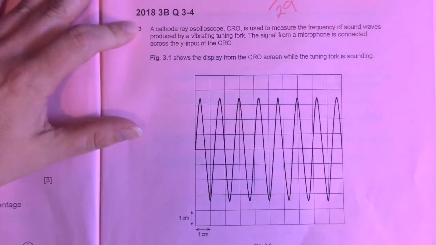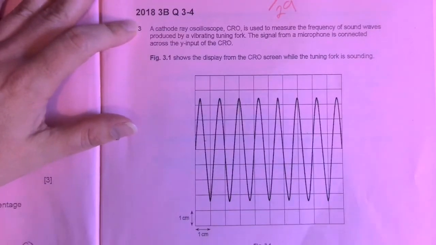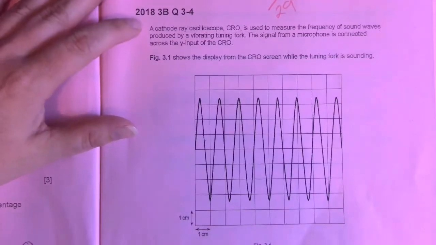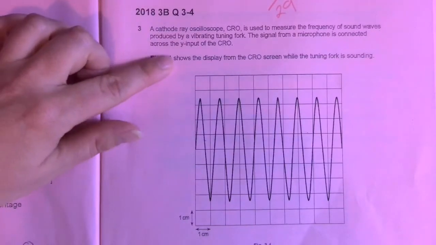Okay, so number 3, a CRO is used to measure the frequency of sound waves produced by a vibrating tuning fork. The signal from a microphone is connected across the Y input for the CRO.